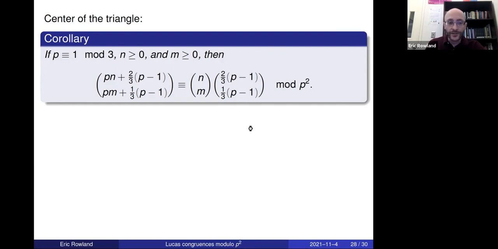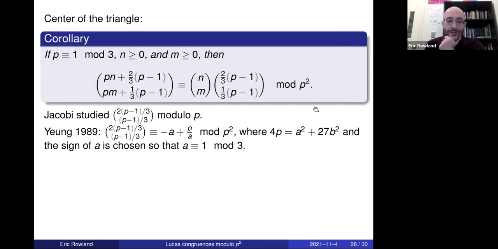And this binomial coefficient actually has some history. It was studied by Jacobi, modulo p. And in 1989, Young established its value modulo p squared. Its value mod p squared is negative a plus p over a, where a is the value in this equation when you write 4p as a squared plus 27b squared, and you choose the sign of a so that a is 1 mod 3. So that's the center of the triangle.